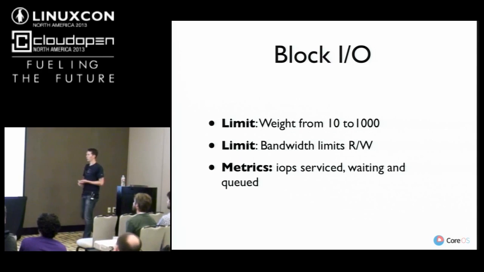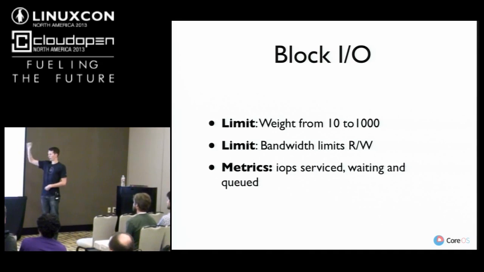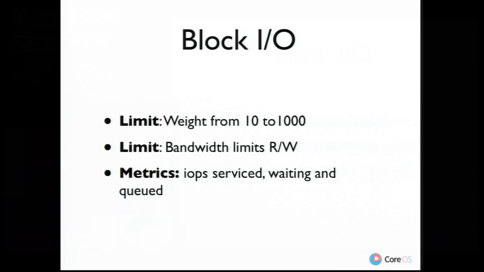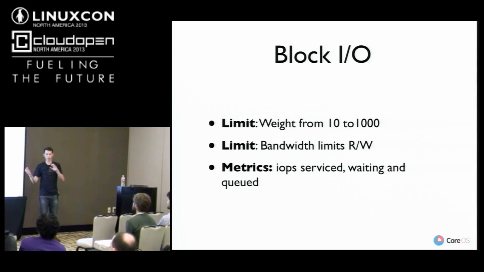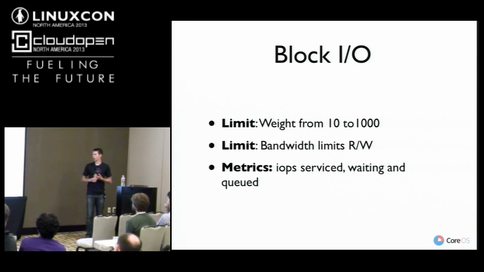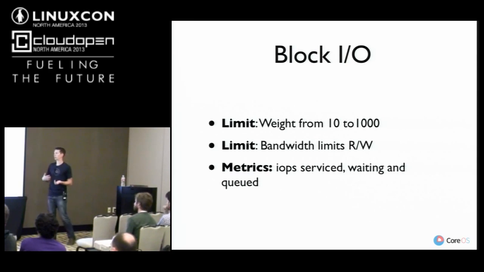So block IO is obviously a big one. The cgroup for block IO allows you to do weights from, I don't know who selected these, but from 10 to 1,000, and the default I think is 1,000. And then also you're able to do arbitrary bandwidth limits. So you can say, I only want 5 megabits per second on this device to this process group, read or write or whatever. So it's very high-level functionality that it allows you to do. And then out of the cgroup, you get all sorts of metrics. Probably the most important ones for most of us are going to be the IOPS that are serviced and the IOPS that are waiting and queued, that sort of thing.